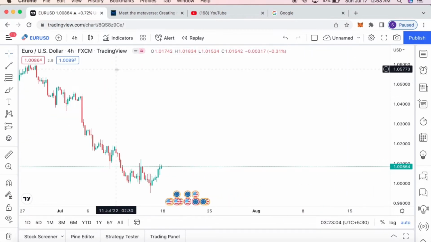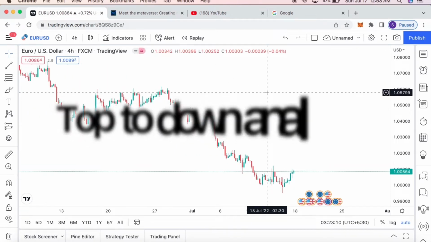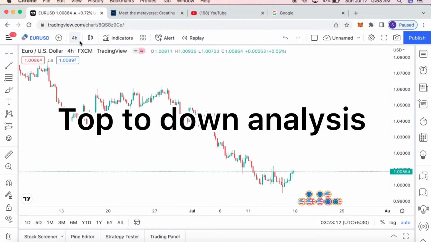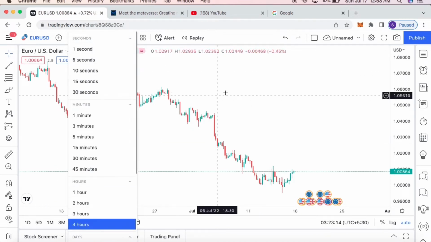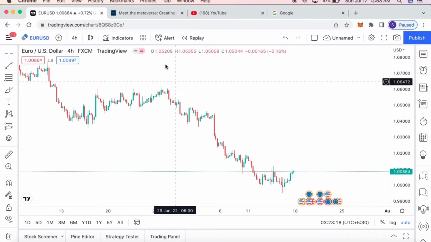So this is Euro USD. Whenever we're analyzing the forex market, we have to do a top-down analysis. Top-down analysis is where we look at all these time frames, starting from the weekly time frame where we see the big picture, what the market is really doing. Then we look at the daily time frame where we see the trend, and then we look at the 4-hour time frame where we see the pattern.